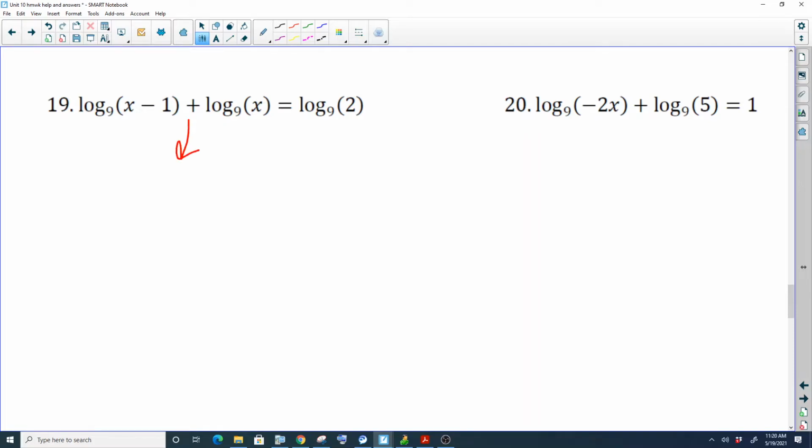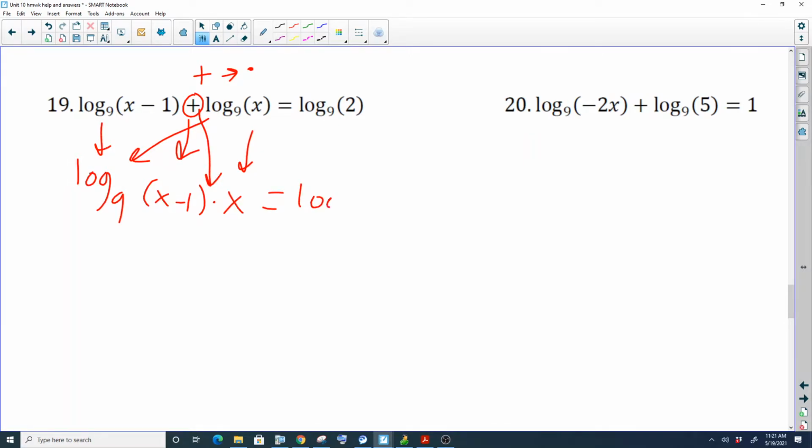Okay, number 19, you are going to have to go ahead and condense this first. Do you remember what addition becomes? Multiplication, right? So we're going to do log. Remember, condensing just to 1 log now. So log base 9 of x minus 1 times x, because addition becomes multiplication, equals log base 9 of 2. Good. Now we can go ahead and base 9 both sides. And that's going to get rid of your log base 9.